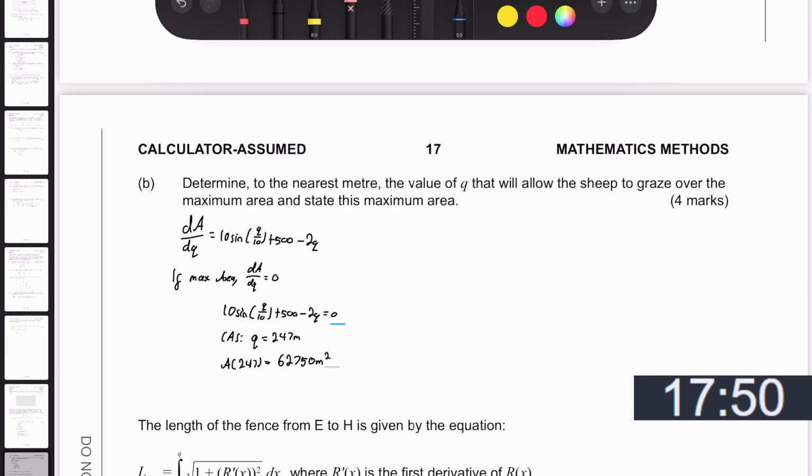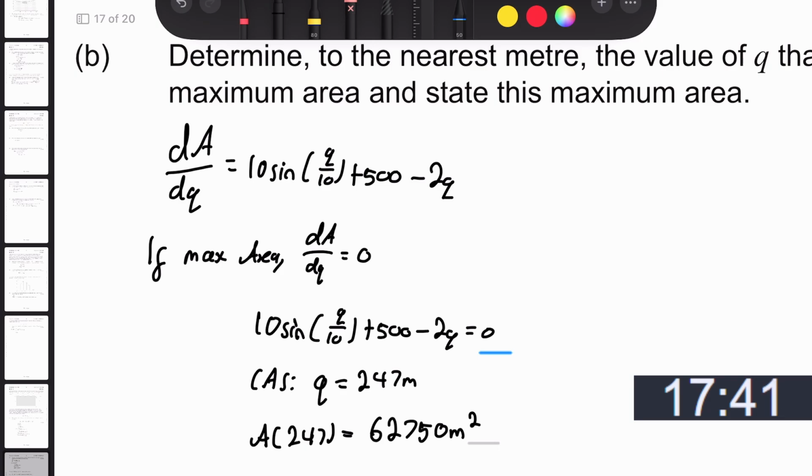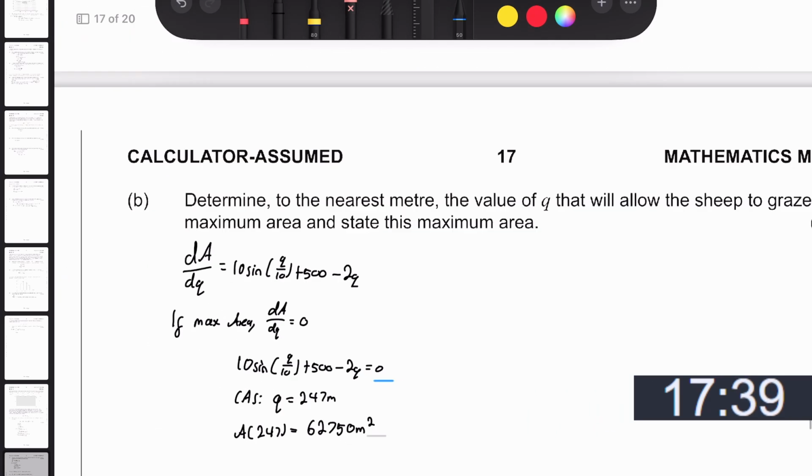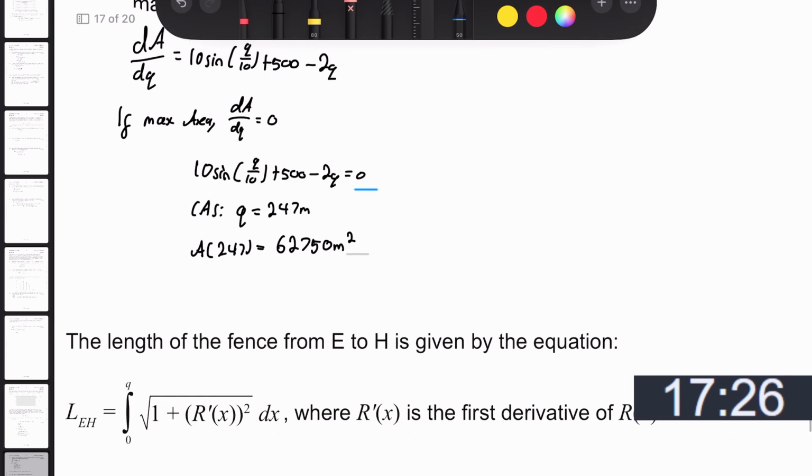Radians. Solve and differentiate. 247, what's nearest meter? So 247. So then this, given x equals 247, 67550.